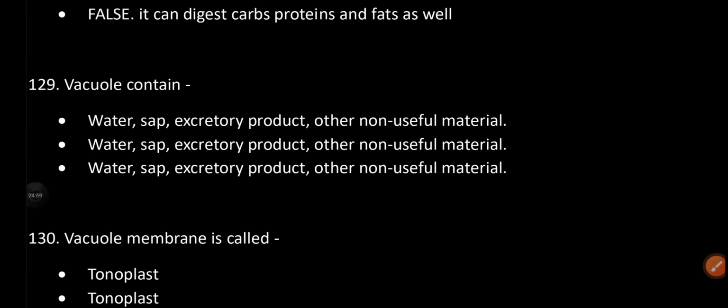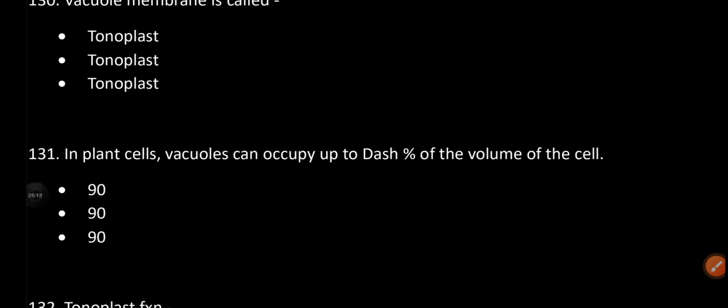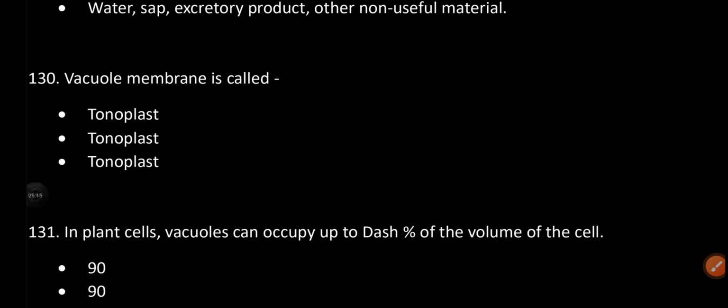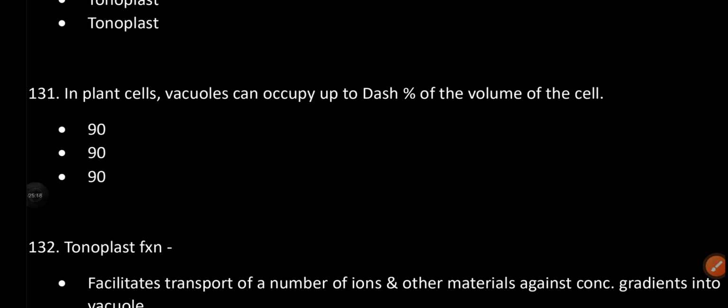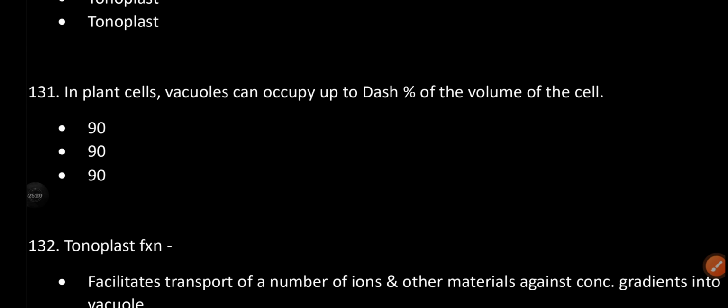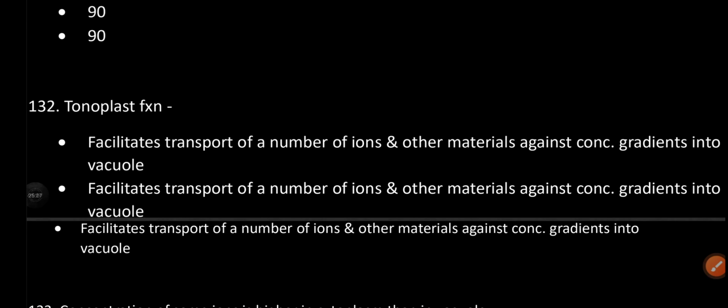Vacuole contains water, sap, excretory product and other non-useful material. Vacuole membrane is called tonoplast. In plant cells, vacuoles can occupy up to 90% of the volume of the cell.